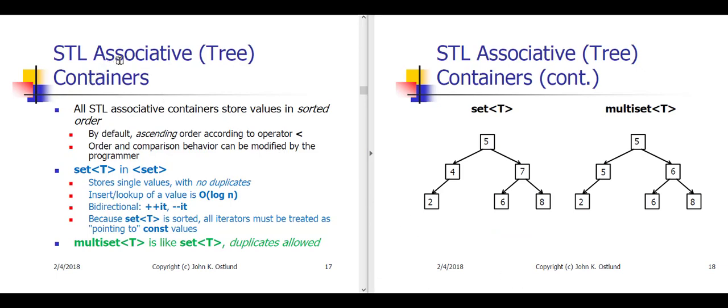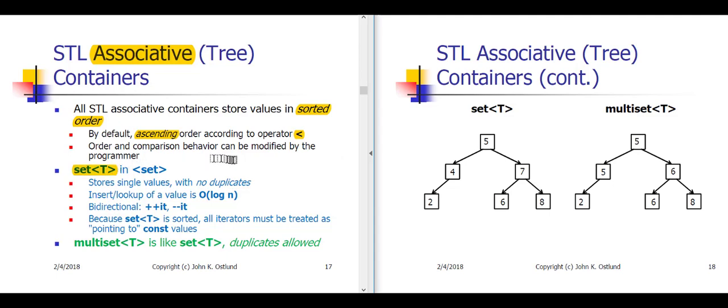Now the associative containers store elements in sorted order, and virtually always this involves using something like a red-black tree or some similar kind of tree structure that guarantees log-n lookup performance. By default, the associative containers store elements in ascending order according to how the less than operator works for the particular type of element being stored. There are 4 standard associative containers.